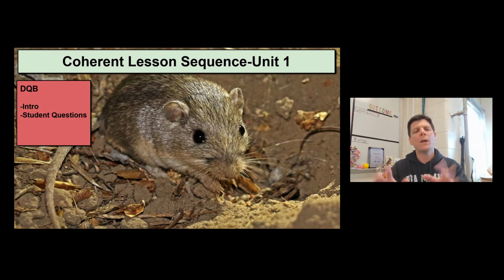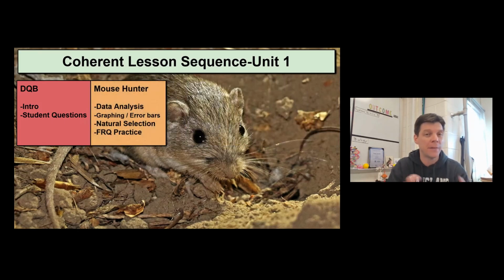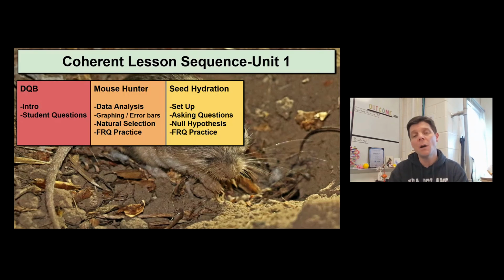Okay, so what's that coherent sequence of lessons going to look like? So the first day of the unit, we start with the driving question board, the DQB, where students are introduced to the topic and they generate a number of questions about that topic. Then we move into an activity called Mouse Hunter that you're going to see here in just a little bit. In Mouse Hunter, the students are going to learn some basics about natural selection that we'll revisit later in the year during Unit 7.